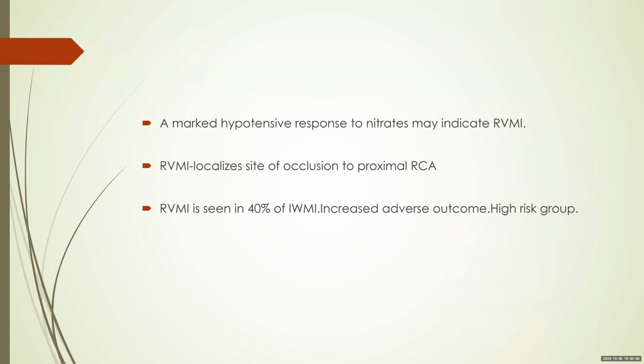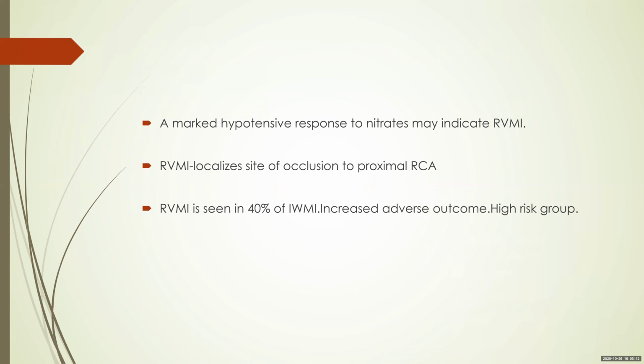If you give a nitrate and if the blood pressure drops precipitously, that is more than 30 millimeters, in all likelihood, you have probably missed an RVMI. So try to avoid nitrates or vasodilators in right ventricular myocardial infarction. Point number 2 is RVMI localizes the site of occlusion to the proximal RCA. So if you diagnose an inferior wall MI with an RVMI, then almost always the site of occlusion is proximal RCA. RVMI is seen in 40% of inferior wall MIs. It indicates an increased adverse outcome and indicates a high risk group.